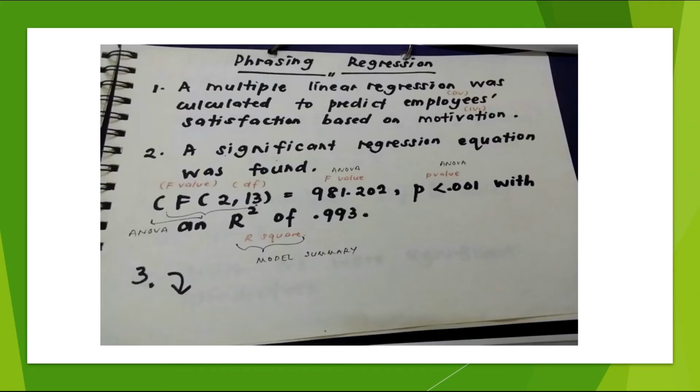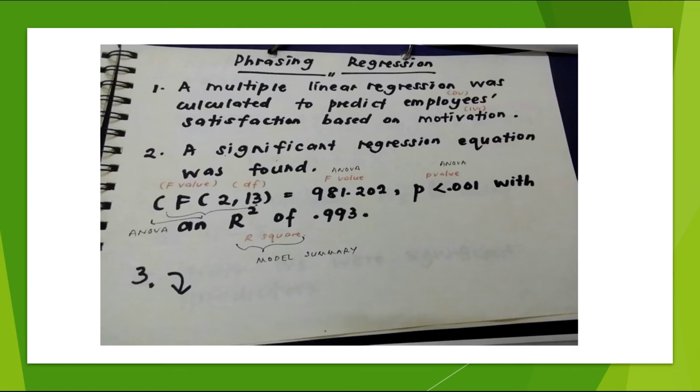When you want to phrase regression, you will be given the numbers here as well. But please exclude the numbers when you write or phrase regression later. The numbers are actually going to guide you on what to write first, second, fourth, and so on. The first thing that you have to write is: a multiple linear regression was calculated to predict employee satisfaction as your DV based on motivation. If you have only one, you write only one IV here. But if you have more than one, you have to write all your IVs here, before the full stop.